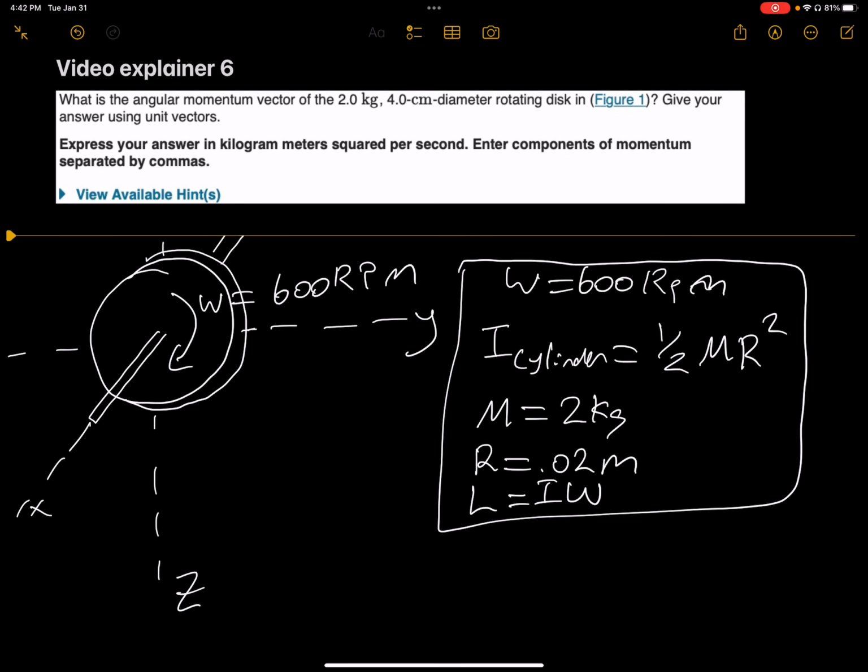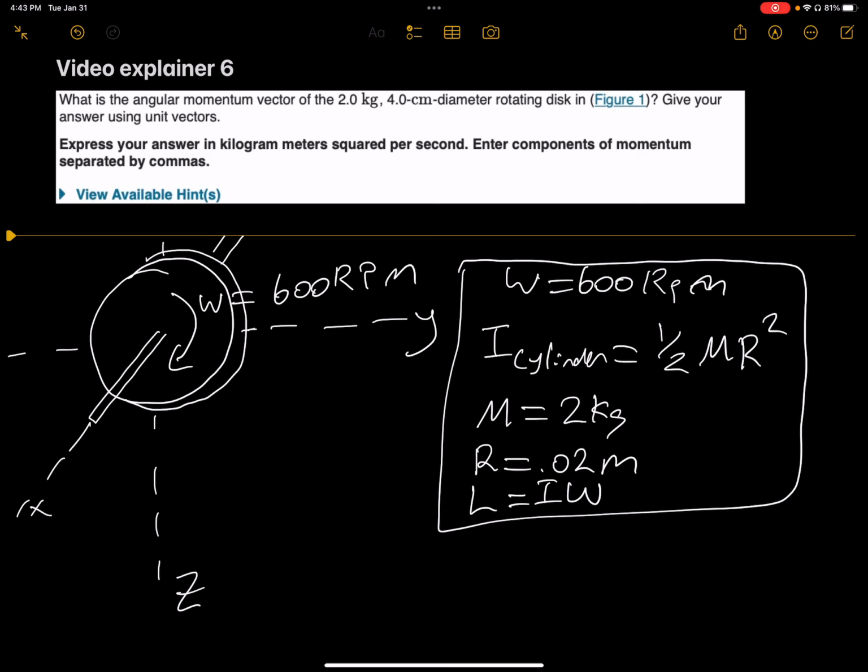Alright, so this is my video explainer 6 for homework 3, and the problem I chose is 12.43, which gives us this scenario. What is the angular momentum vector of a 2 kilogram, 4 centimeter diameter rotating disc that's shown in figure 1, but we don't have to worry about that, and give your answer using unit vectors. You're going to express your answer in kilogram meters squared per second, of course, and enter components of momentum separated by commas.